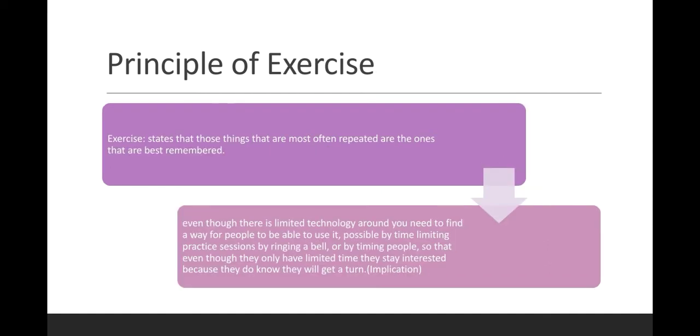And next, the principle of exercise. The things that are most often repeated are the ones that are best remembered. Your audience will learn best and retain information longer when they have meaningful practice or repetition. The human mind is very forgetful, and it cannot really retain, evaluate, and apply concepts or practice after a single exposure. The audience will not learn complex tasks in a single session.